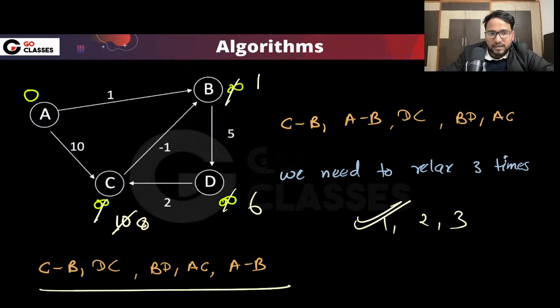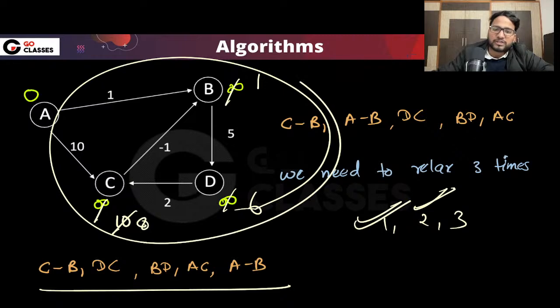It is already 6. Then AC. AC is 10 and this is 8, so it will not get updated, right? And then AB. AB is this. It is already 1. So the second iteration is also done. After the second iteration, we have got these as the shortest paths.